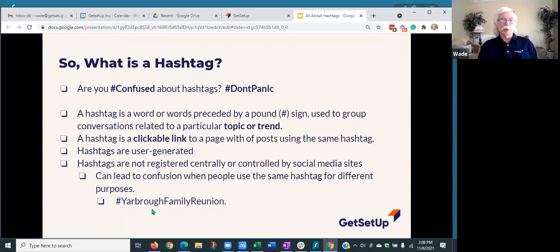You can actually check and see if anybody's currently using a hashtag. And if they're not, you can go ahead and start using it. If you find out someone else is using the same one, you can always change it or pick a different one. So maybe I would call it JW Yarborough Family Reunion until I found one that is unique. And I'll show you how to do that a little later on. But again, anybody can string together any words they want to make a hashtag.